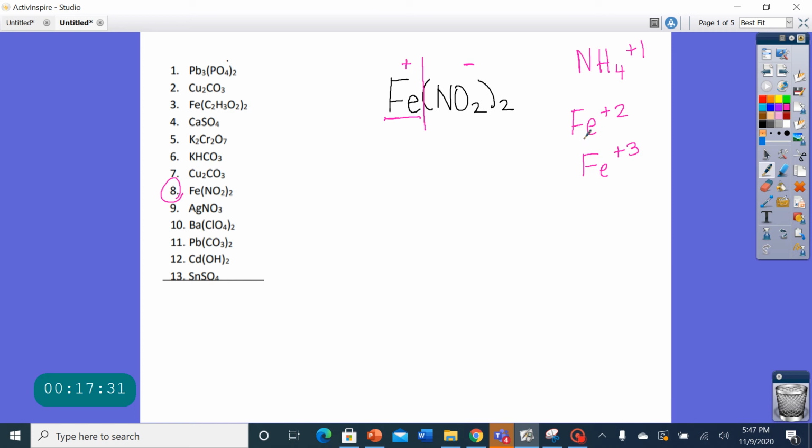Okay, so now we have to go back and we have to crisscross backwards, right? That means that this 2 came from here. So this is my positive ion and it's positive 2. Right there, this tells me which iron was used. I used this one because that was a number that came from here. So this used to be Fe positive 2 before it became a compound. All right, so I know the first part of the name has iron Roman numeral 2.